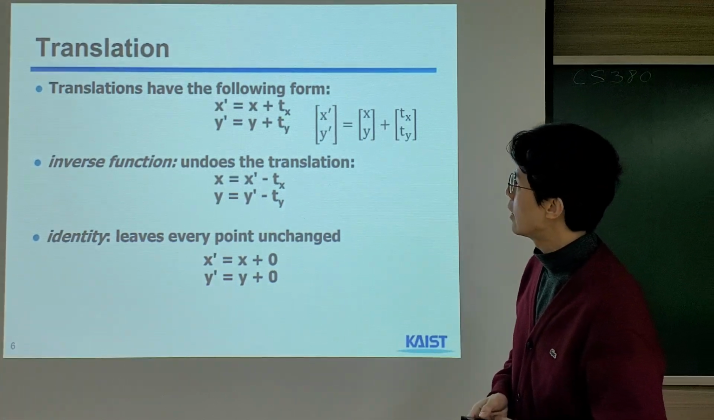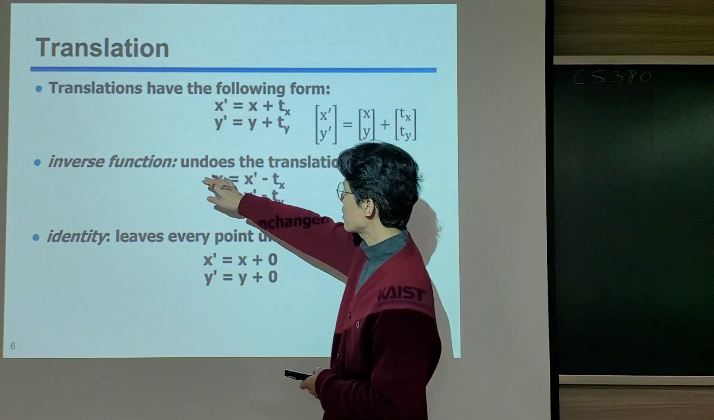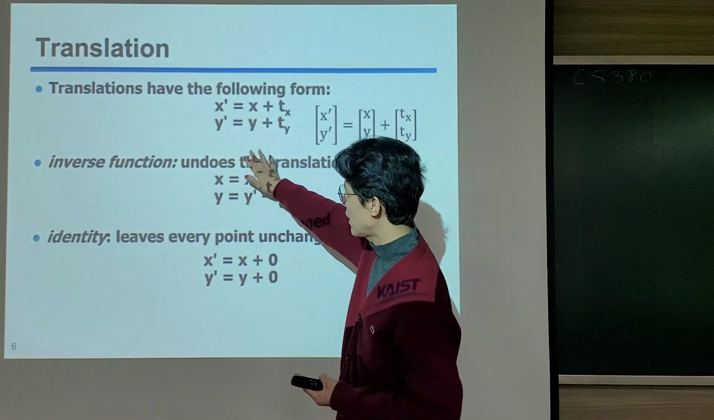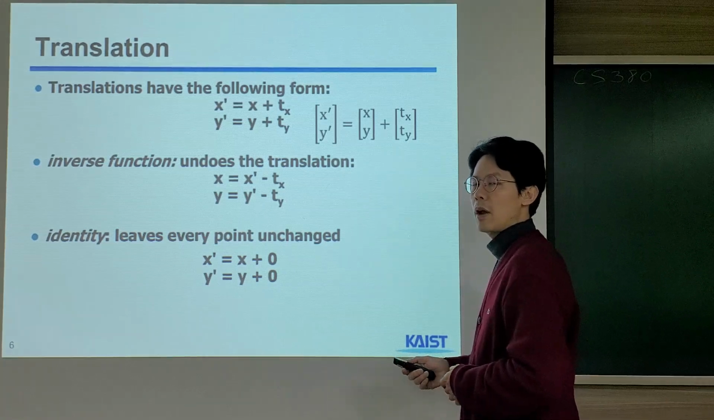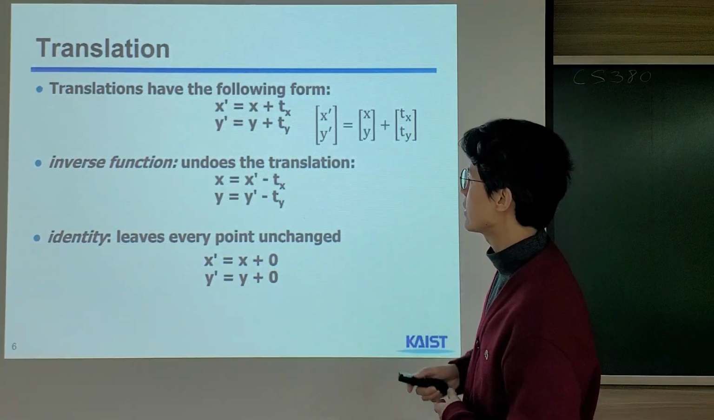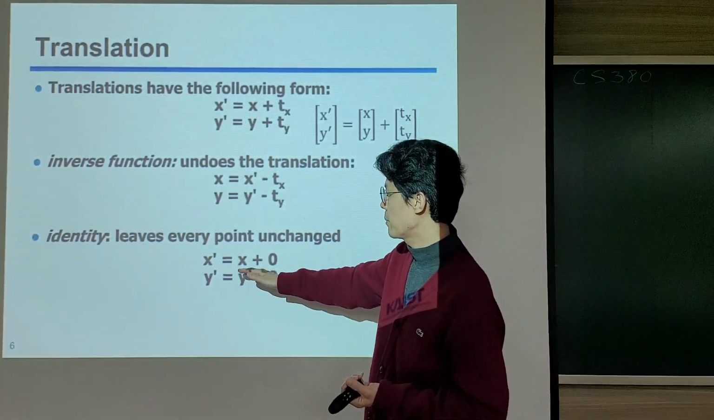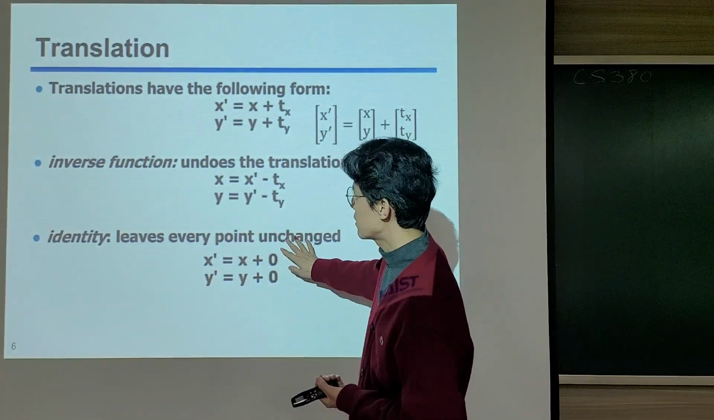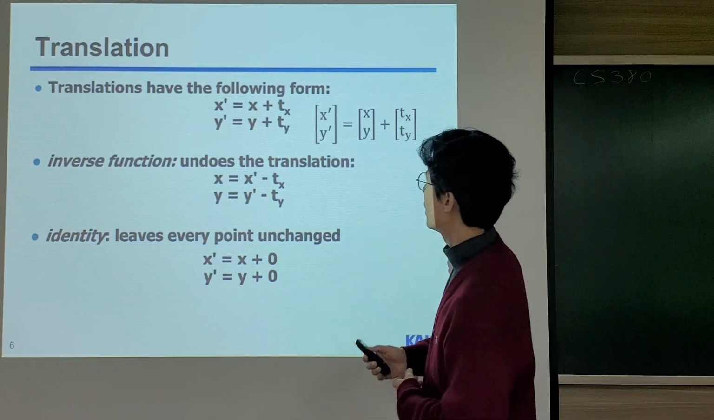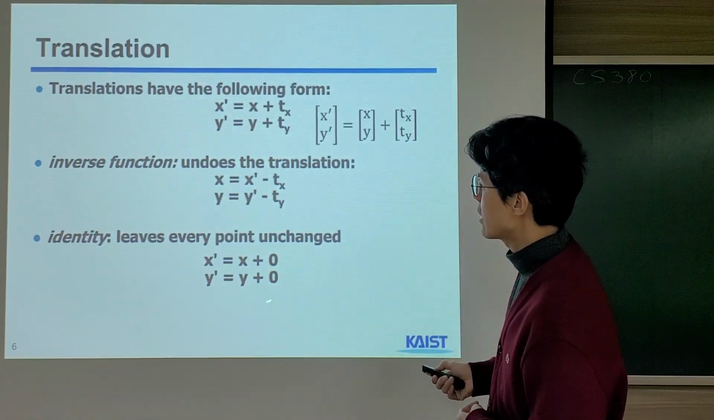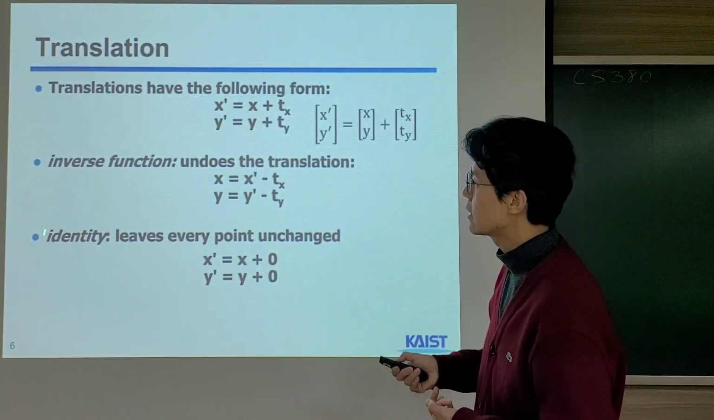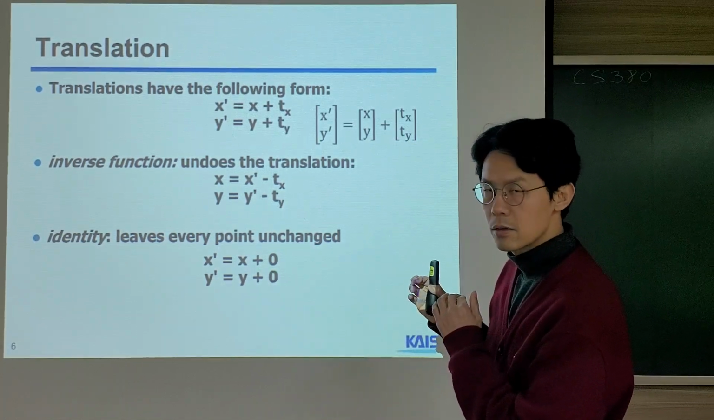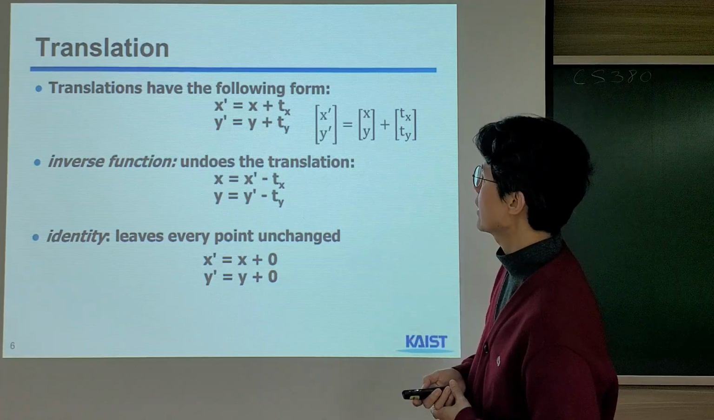Given this translation, we can also define the inverse function that undoes the translation, which can be represented like this. Also, we can think about what the identity is under this translation. The identity basically leaves every point unchanged, right? In that case, if we do a zero amount of translation, you can see that this is the identity transformation under this 2D translation.